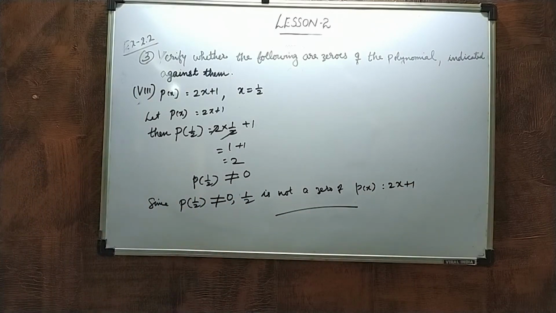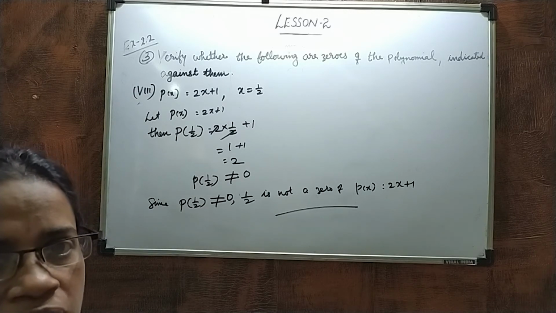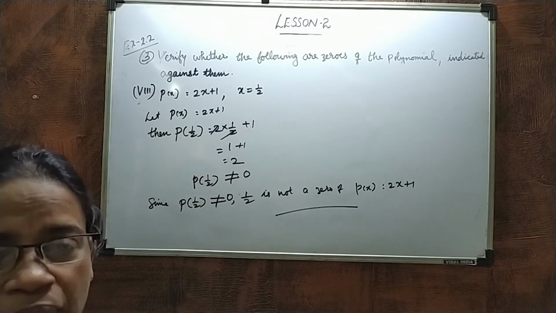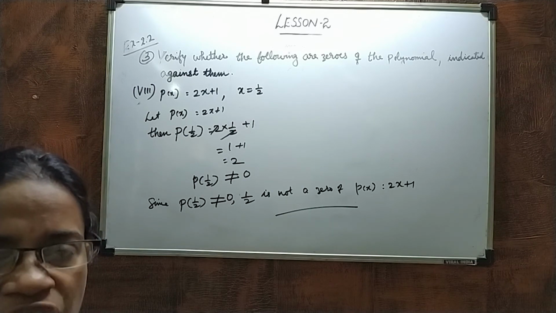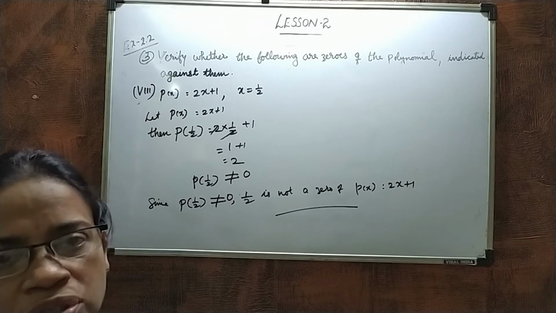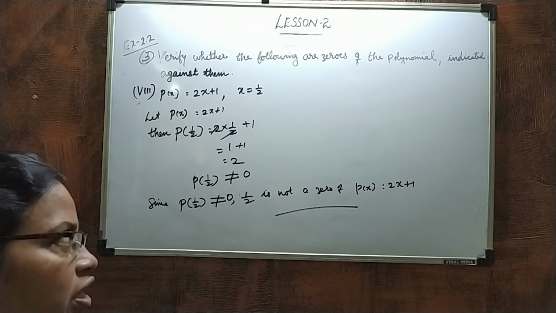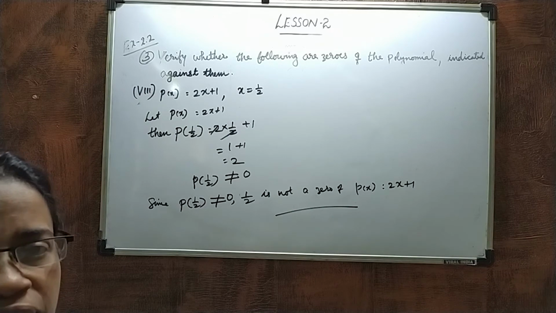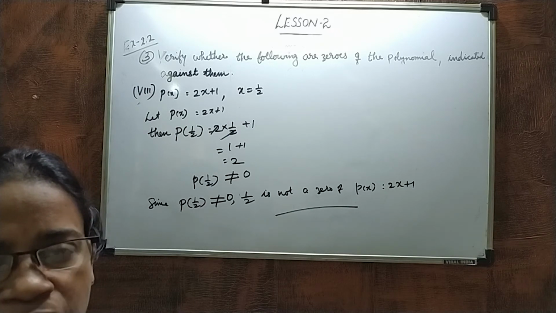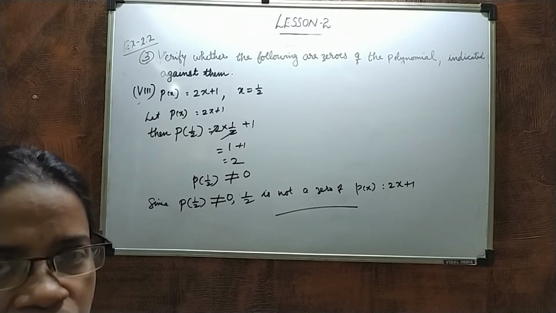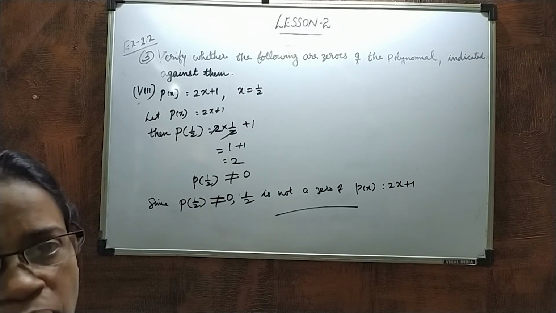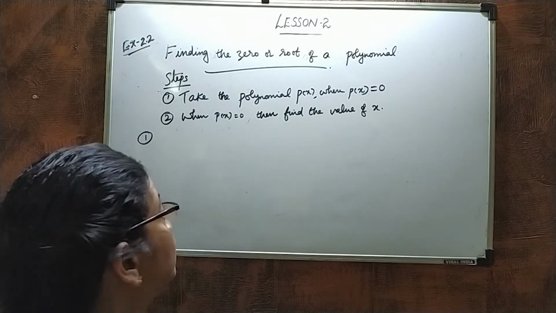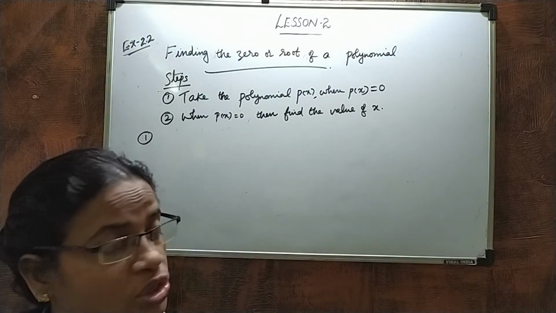Okay, now the next thing, how to find out the zeros. Till now you have learned about verification. They will give you the number and you have to verify whether it is a 0 or root. Clear? If you are getting the answer as 0, then you can say that number is the 0 or root of that polynomial. Now in the next section we are going to learn how to find the 0 or root of a polynomial. Clear? Okay, now you are going to learn the steps for finding the 0 or root of a polynomial.